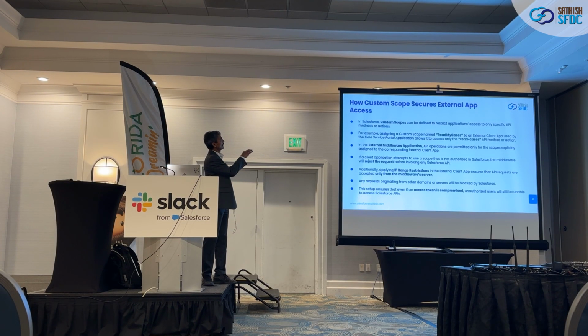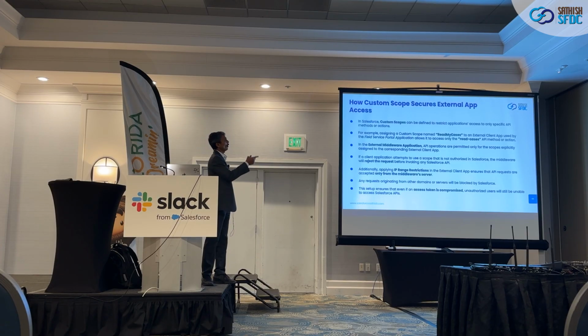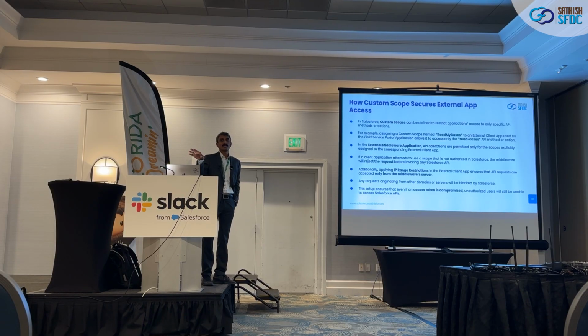And in this example, I created a new custom scope called read my case, and then assigned it to the external client app. Then in my middleware application, whenever we make an API call, based on the read my case access, I can read only the case data. I cannot read the lead data, I cannot read any of the account data.